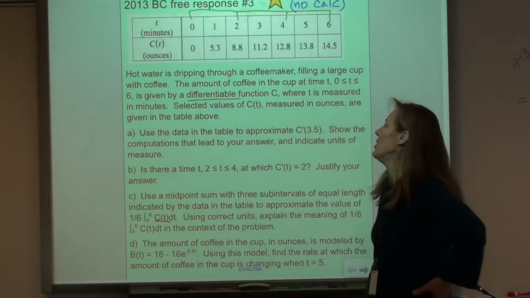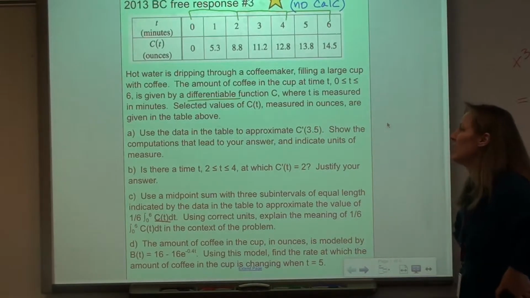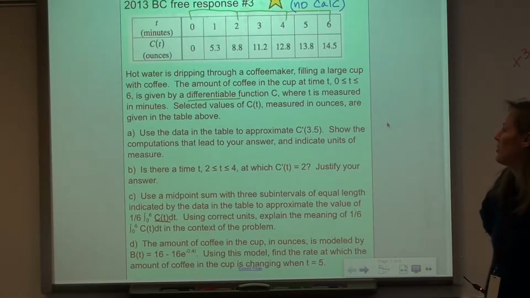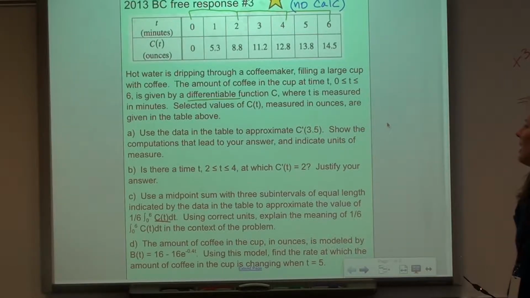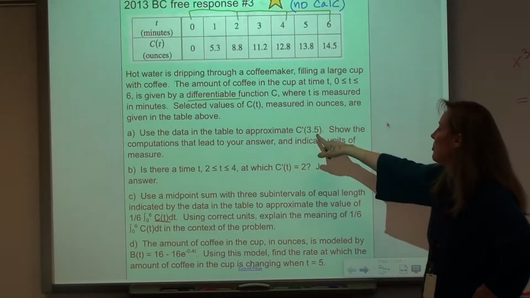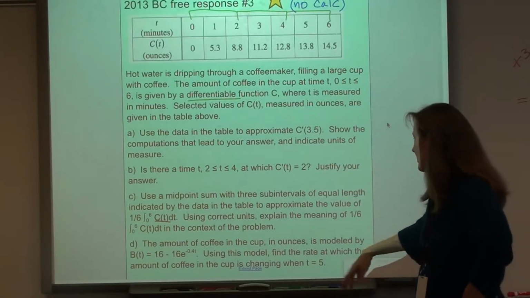So we've got hot water dripping through a coffee maker, filling a cup of coffee. It is filling the cup from 0 to 6 minutes. The function C of t is differentiable. T is measured in minutes. C is measured in the ounces of coffee in the cup, and is given by the table above. Use the data in the table to approximate C prime of 3.5.